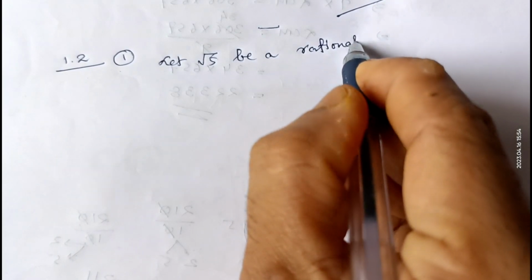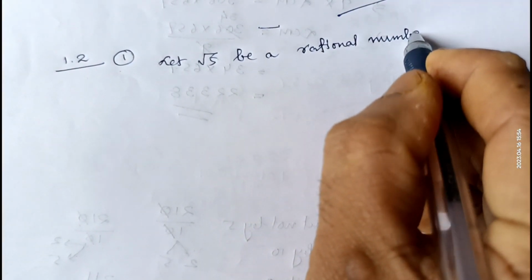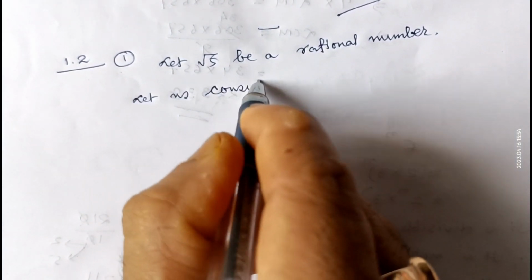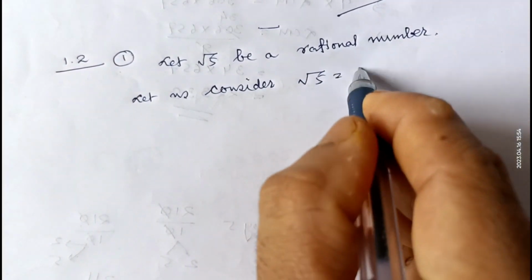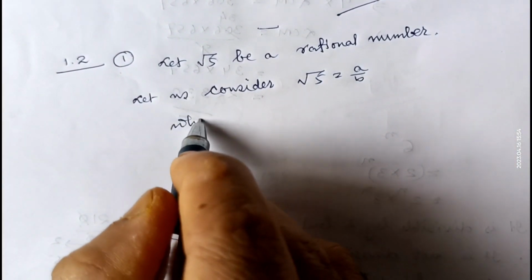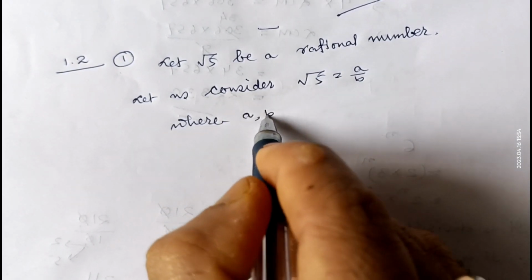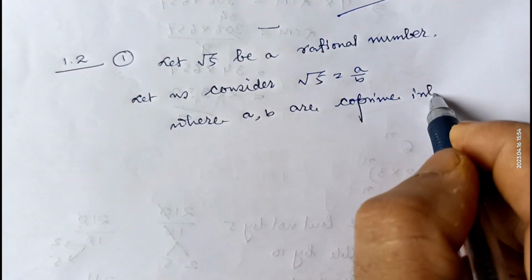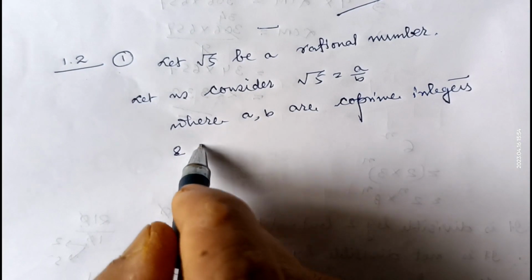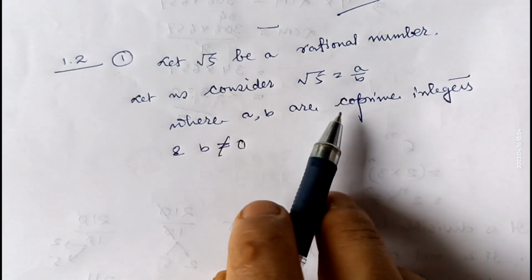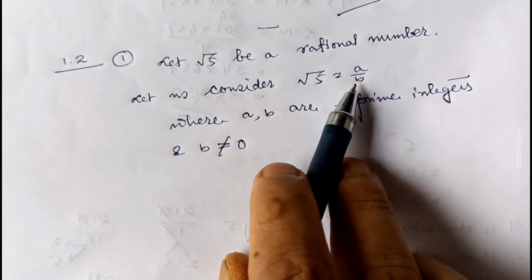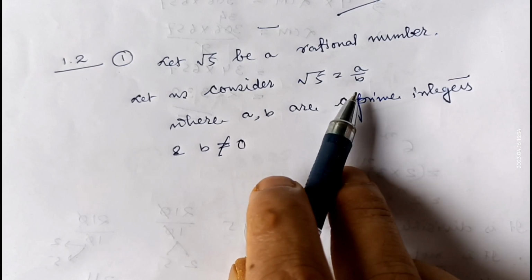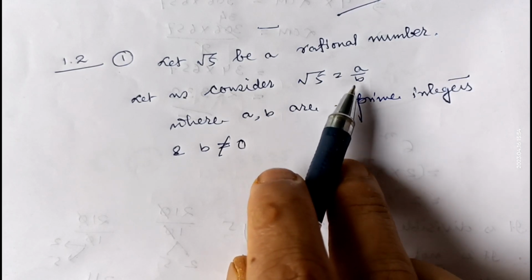And since it is rational, we can write it in the form of a by b. So let us consider root 5 equals a by b, where a and b are co-prime integers, and b not equal to 0. Here we have taken co-prime integers, that means between a and b nothing is common except 1. So when two numbers have no common factor except 1, those numbers are called co-prime. So here among a and b nothing is common except 1.